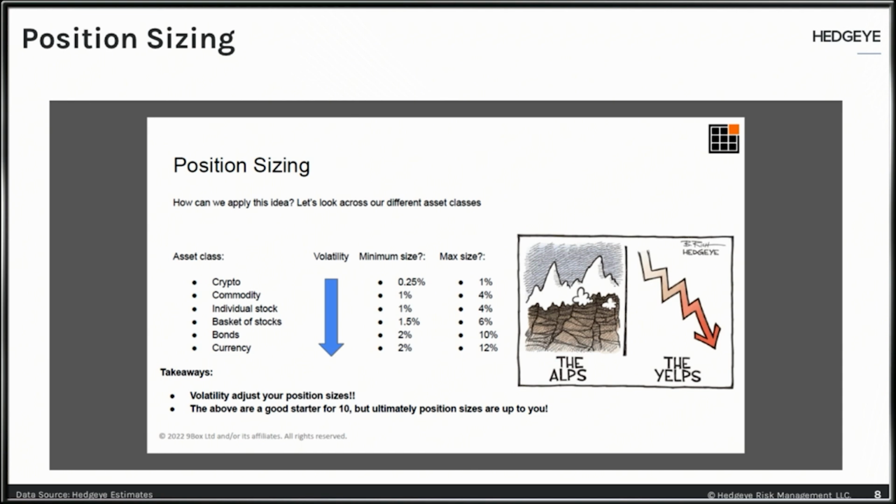So hopefully that's helpful. I also like the fact that he included the Alps and the Yelps, right? If you don't get your sizing right, it can really turn into the Yelps. And so it's all about risk management, risk tolerance, and going through what that looks like for you as a person.